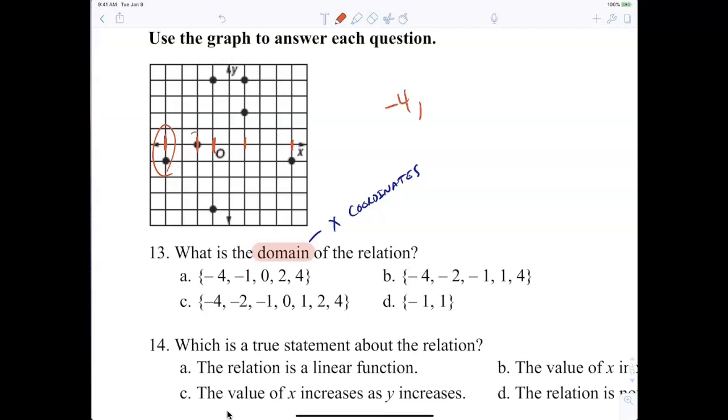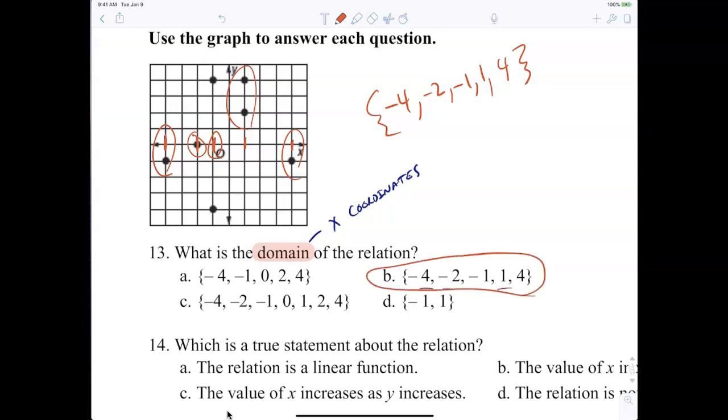The next x coordinate was -2. The next x coordinate was -1. The next x coordinate was 1. And this over here is 4. Alright, so that is considered the domain. Those are the x coordinates of those points that are graphed. So it looks to me like -4, -2, -1, 1, 4. So that looks like B.